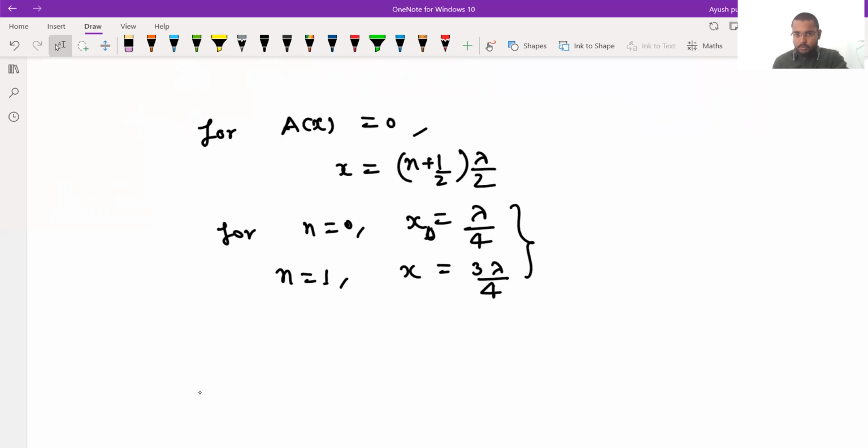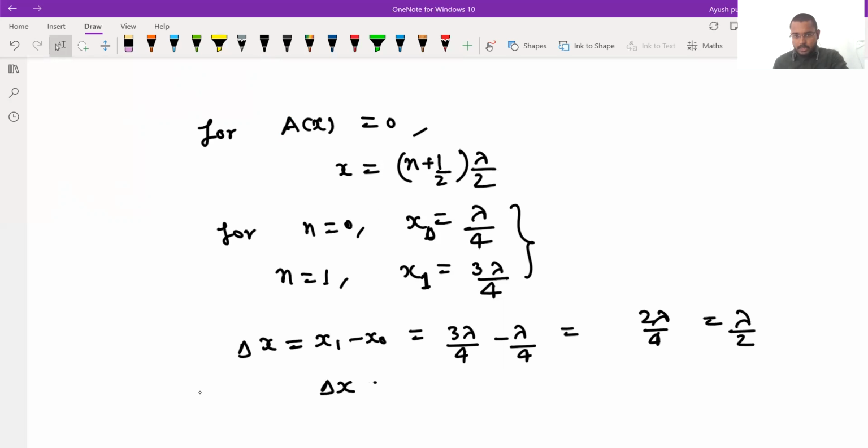Now I am calling this x0 and I am calling this x1. So the distance between these two will be delta x, equal to x1 minus x0, that is 3 lambda by 4 minus lambda by 4, equal to 2 lambda by 4, equal to lambda by 2. So the distance between two consecutive points where the amplitude is 0 is lambda by 2. And one more point I want to add: the points at which the amplitude is 0 are known as the node points of the standing wave. Node point.